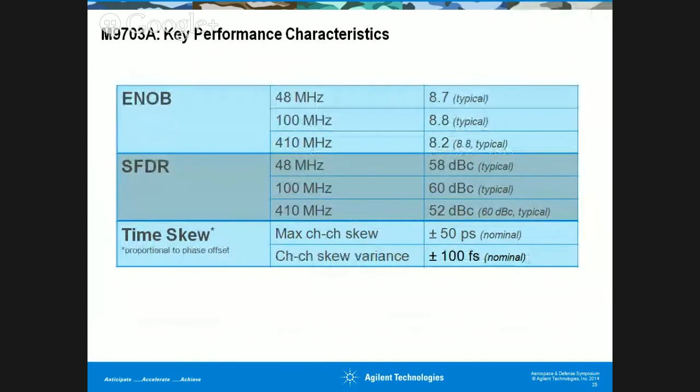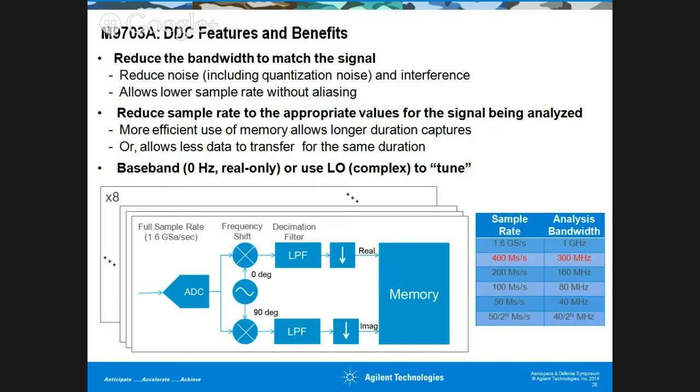This also shows you the effective number of bits per channel. At 48 megahertz, it is typically around 8.7 bits. At 100 megahertz bandwidth, it is around 8.8 bits. And at 400 megahertz, it is around 8.2 bits. You get an absolutely good spurious-free dynamic range when you use this, which is up to 60 dBc at 100 megahertz. This particular slide shows you the DDC feature and its benefits, which have already been talked about, so I will not spend much time on it.